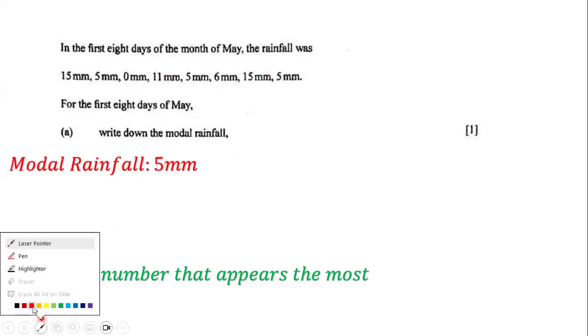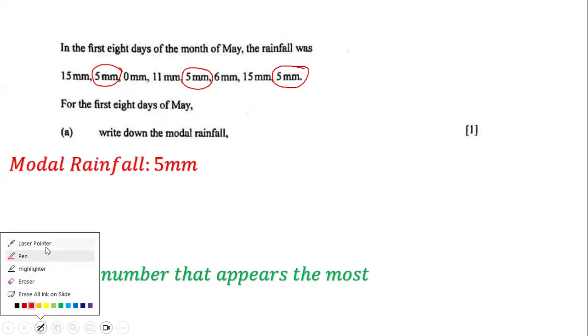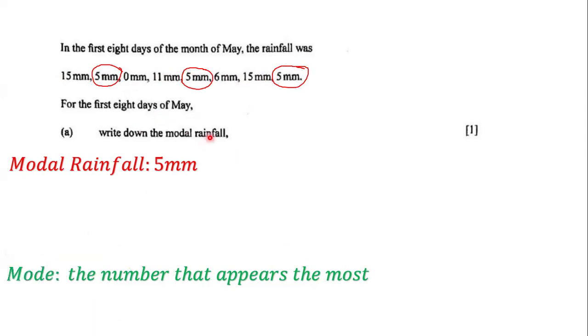Why? Because we see that 5 is here, 5 is here, and 5 is here. So 5 appears 3 times, and there's no other number that appears more times than 5. And so the modal rainfall is 5 millimeters because that is the data value that appears the most. Now, when they say modal, they're referring to the mode, okay?